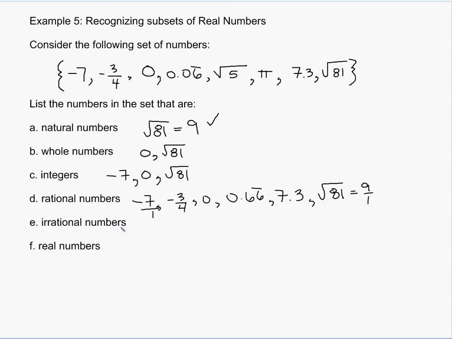Irrational numbers are numbers that are neither terminating nor repeating decimals. So in this set, pi is an example of an irrational number. Also, the square root of 5, because the square root of 5 is approximately equal to, that's what these funny squiggles are, 2.236, so on and so forth, non-repeating, non-terminating. And lastly, the real numbers are all the numbers in the set.